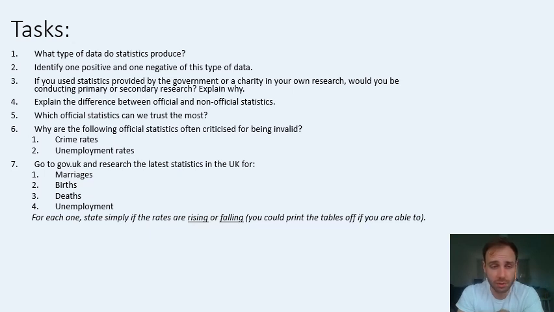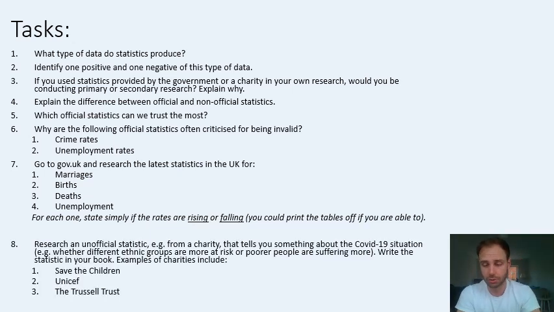Number 7, I'd like you to do some research on some official statistics. I wanted you to go to gov.uk and research the latest stats in the UK for marriages, births, deaths and unemployment. Okay, for each one, you're not going to go into too much detail, but for each one I just want you to write if it's rising or falling. Okay, so rates of marriages are rising or falling, rates of births have risen or fallen, etc. If you can, print off the table, but you haven't got to.